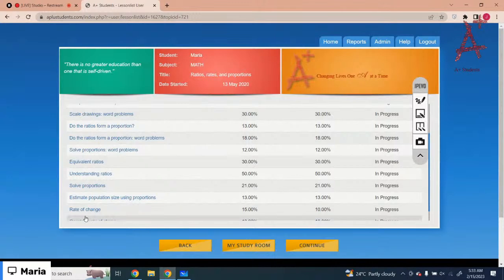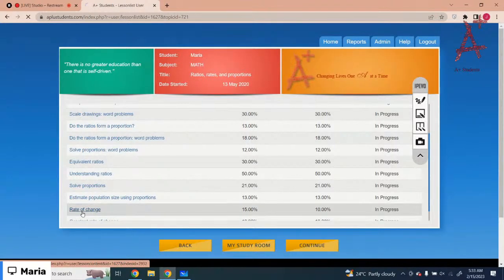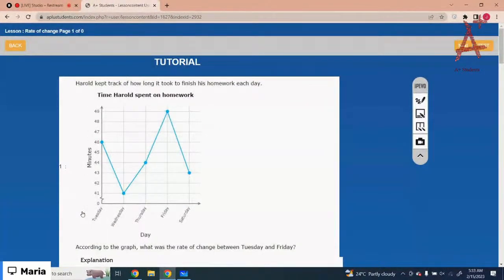Let's just start with the rate of change. Harold kept track of how long it took to finish his homework each day. According to the graph, what was the rate of change between Tuesday and Friday? Here you have Tuesday and here you have Friday. On Tuesday, the value is 46 minutes, and on Friday it is 49 minutes. So 49 minus 46 is 3.